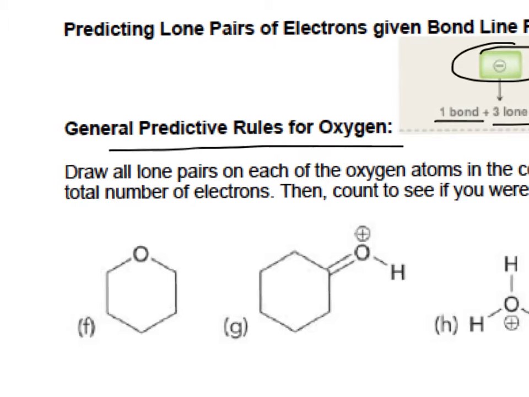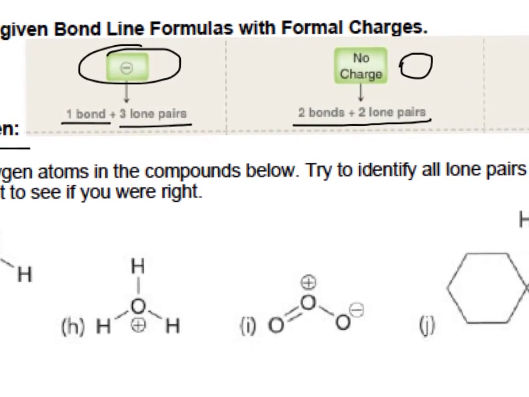So if we look at F, we can see that the oxygen does not have a formal charge. There's 2 bonds, so according to our predictive rules, the oxygen has 2 lone pairs. Next, when we come to molecule G, we can see that the oxygen has a formal charge of +1. The oxygen has 3 bonds. According to our predictive rules, the oxygen has 1 lone pair. If we come over to molecule H, again the oxygen has a positive formal charge. It has 3 bonds, so according to our predictive rules, it must have 1 lone pair.